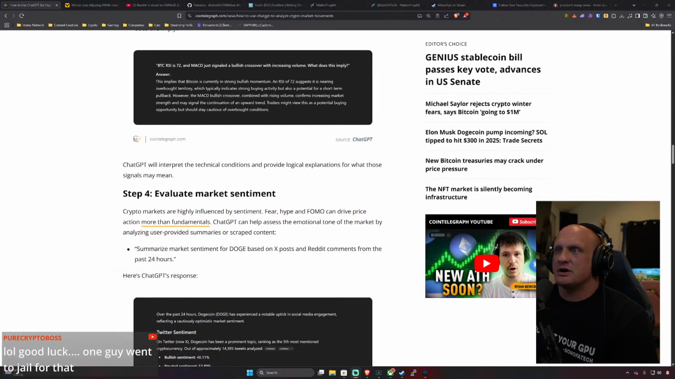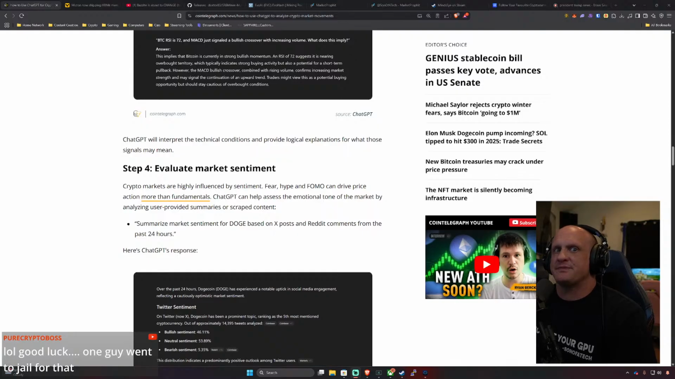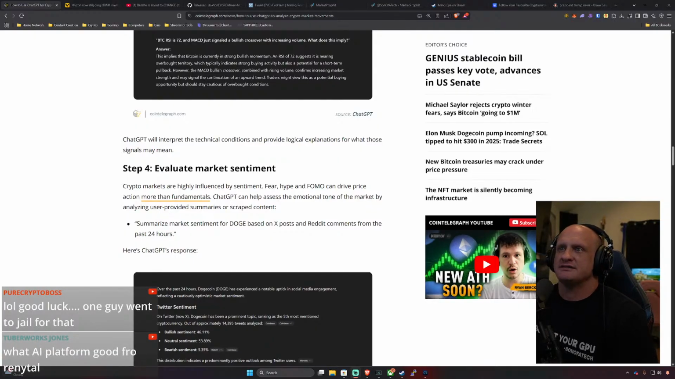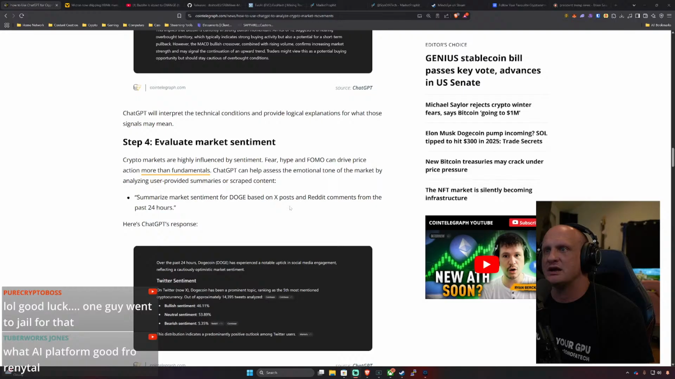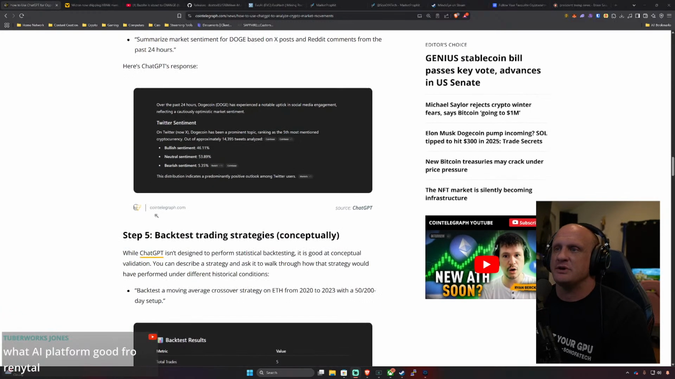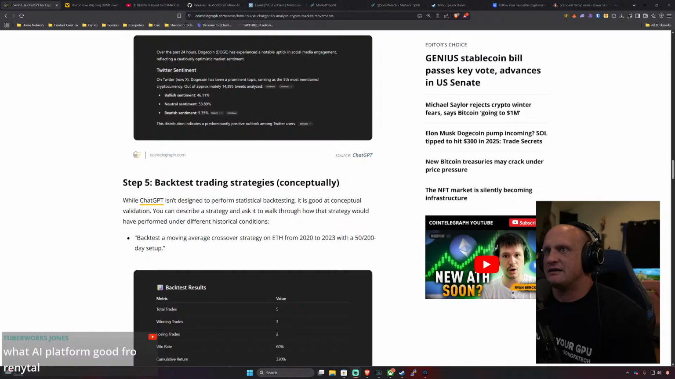Crypto markets are highly influenced by sentiment, and fear, hype, and FOMO can drive price action more than fundamentals. ChatGPT can help assess the emotional tone of the market by analyzing user-provided summaries or scraped content. Quote, summarize the market sentiment for Doge based on X posts and Reddit comments from the past 24 hours. And we're going to actually talk about a tool that you can use right now that will help you determine sentiment a lot better, I think, than ChatGPT, by the way. So we'll get into that in a second, but that is something to pay attention to.